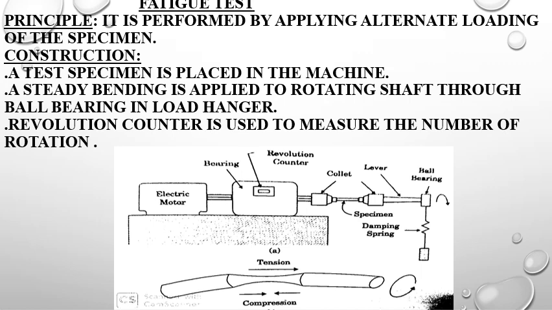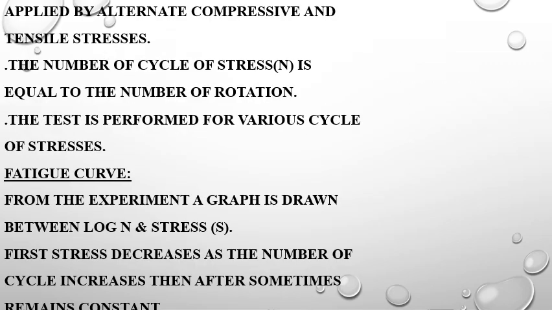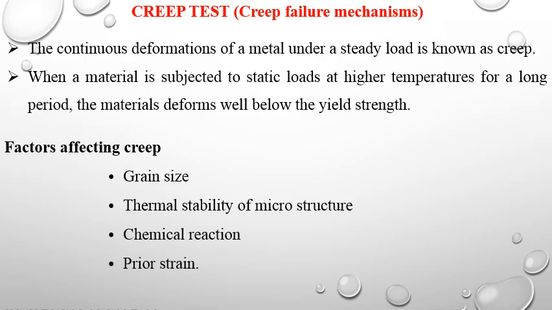Then the revolution counter is used to measure the number of rotations. Using the collet lever, the specimen undergoes tension and compression. The number of alternating stress cycles is equal to the number of rotations. The test is performed for various cycles. The fatigue curve shows the experimental graph.